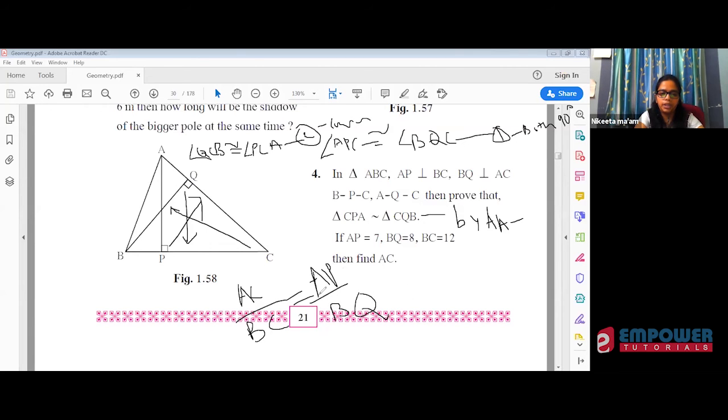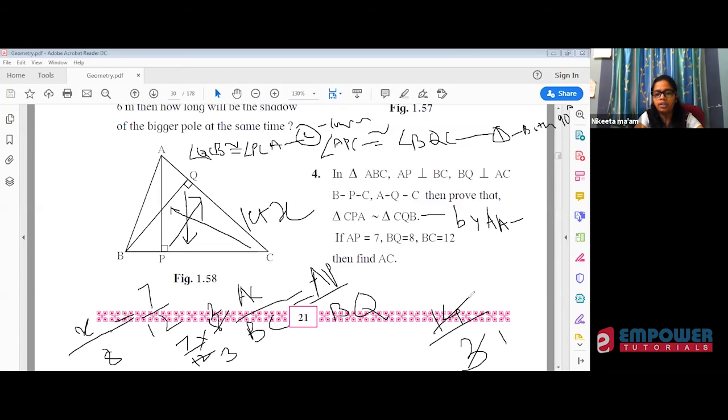Okay, so let AC be X. So this will be X upon BC, which is how much? 8, is equal to AP, which is how much? 7, upon PQ, which is how much? 12. So this will be equal to 7 upon 12 into 8. Is it correct? This will be 2 by 3. So this will be 14 upon 3. So this is 4.66.